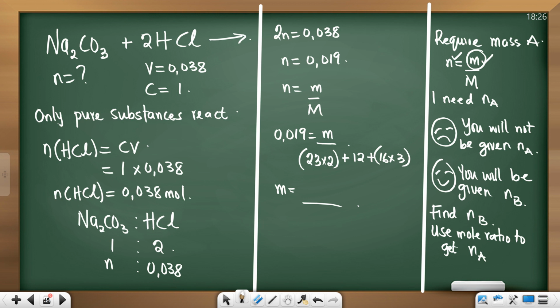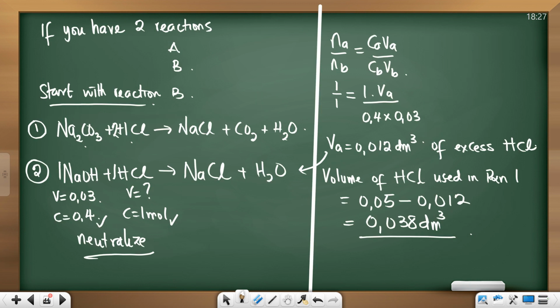That is the dynamics. They will not give you the number of moles of what you are looking for, but they'll give you the number of moles of another compound, and that you will then use the mole ratio. This is what I mean by mole ratio. Check this: we needed the number of moles of Na2CO3, but they didn't give us. We had to calculate the number of moles of HCl first, use the mole ratio, then we got the number of moles of B, and then we got our answer. I hope it makes sense.